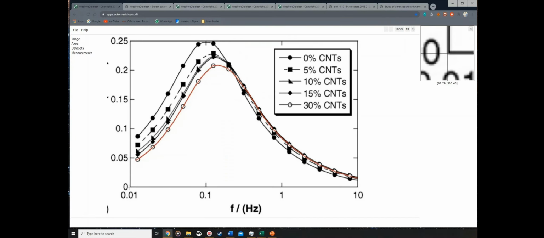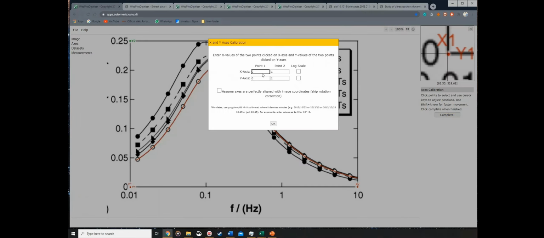Here I'm going to align the x-axis and the y-axis. The x-axis is always the frequency and the y-axis is the real and imaginary values. So here I give the values of the x-axis, and the x-axis is always in log scale and the y-axis is in normal.